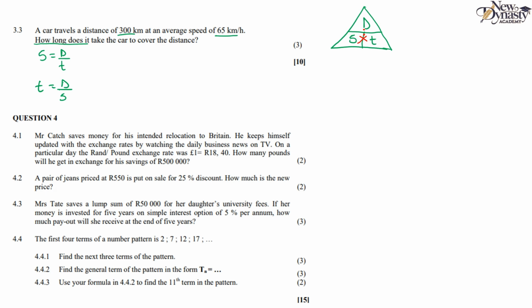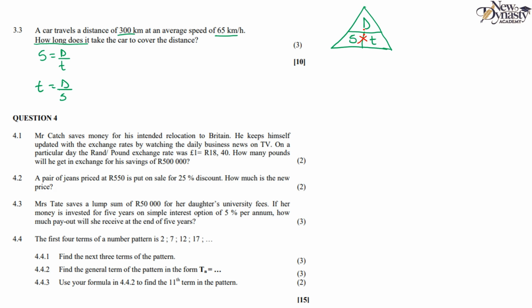Speed is equal to distance over time. So let's say you're calculating T. When you calculate T, you cover T, and you're going to see only distance, which is over the speed. Or when you're calculating the distance, you cover D, and you're only going to see S and T, and what is in between them? Multiplication. So that's how you can make each one of them the subject of the formula.